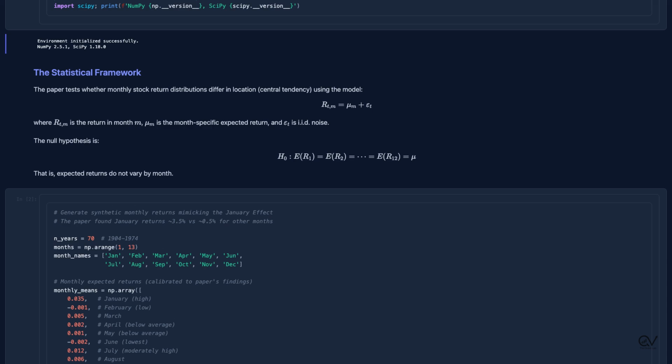The key equation is R_t,m equals μ_m plus σ ε_t, where the subscript m indexes the calendar month. Rejection of H0 would mean expected returns depend on the time of year, a direct challenge to the constant drift random walk model.